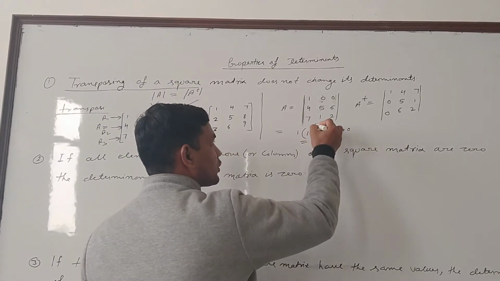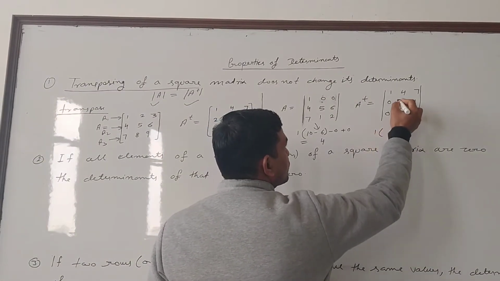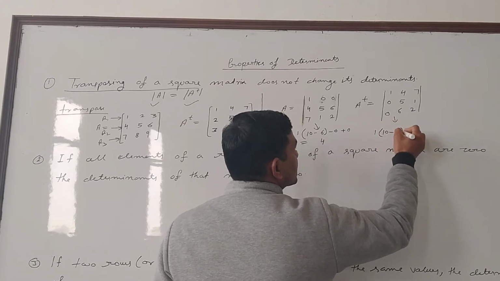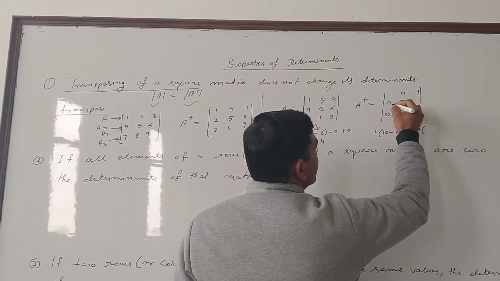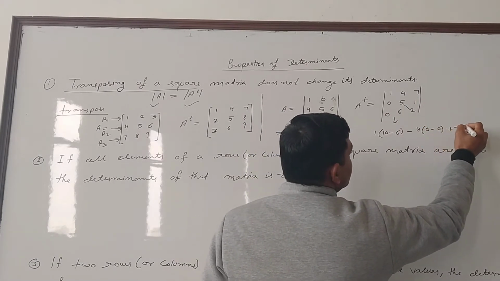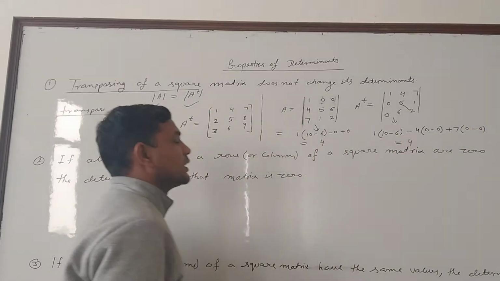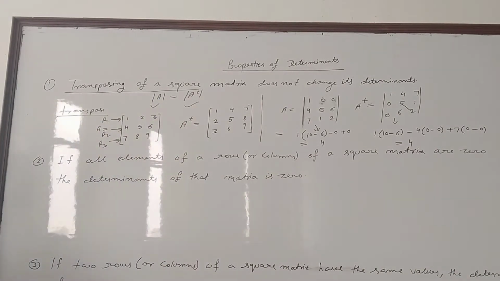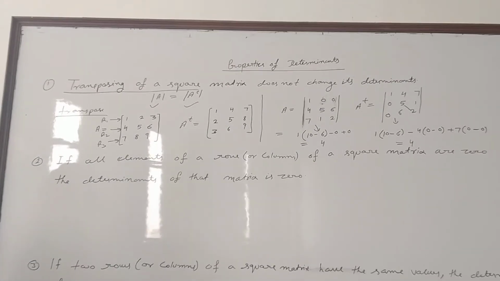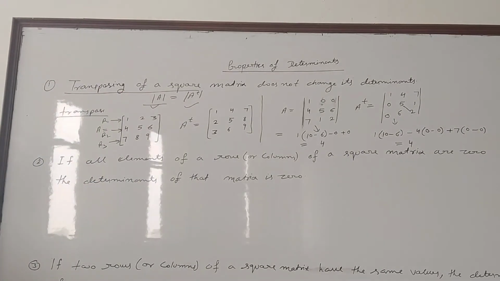When the determinant of A is equal to this, similarly the determinant of A transpose is equal to 1 into 10 minus 6, minus 4 into 0 minus 0, plus 7 into 0 minus 0. Then the determinant is equal to 4. In both cases, the determinant is the same. So the determinant of the transpose of a matrix is always equal to the determinant of the actual matrix. This is the first property of a determinant.